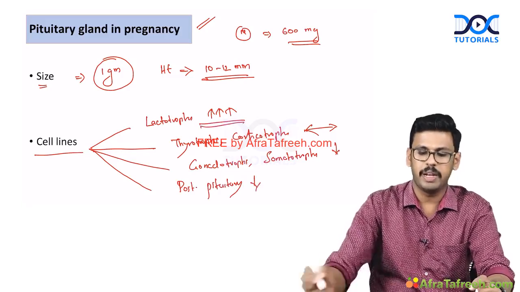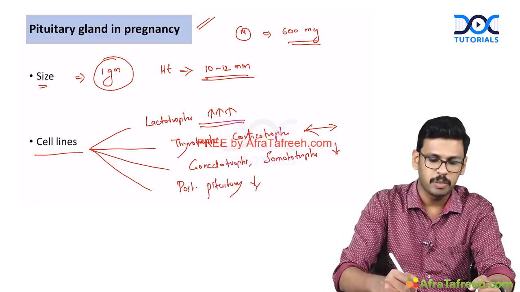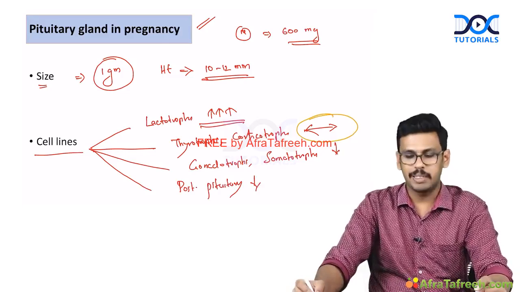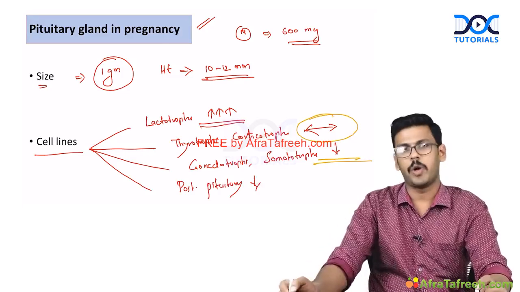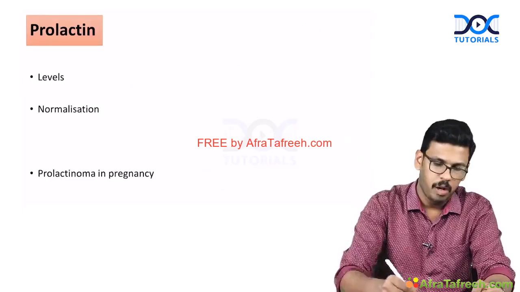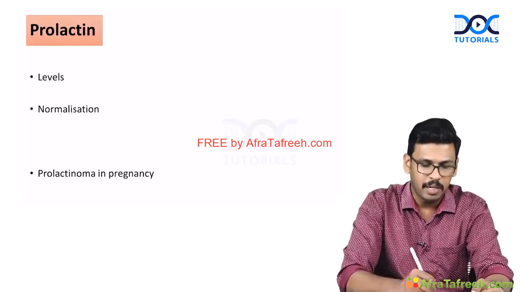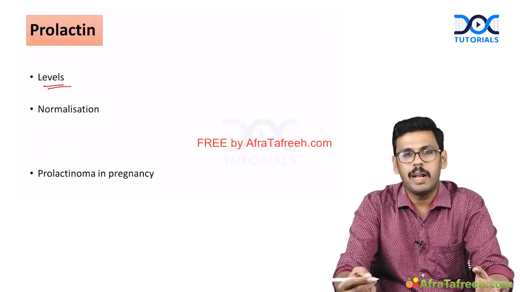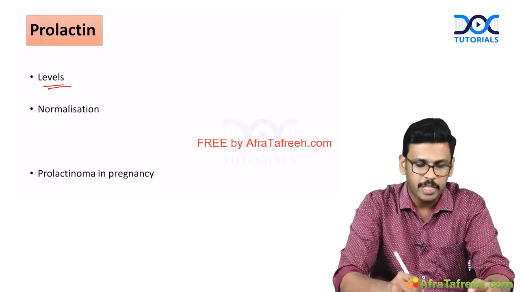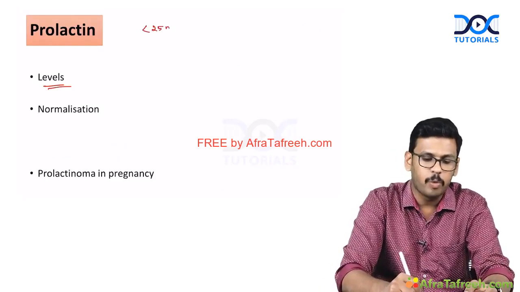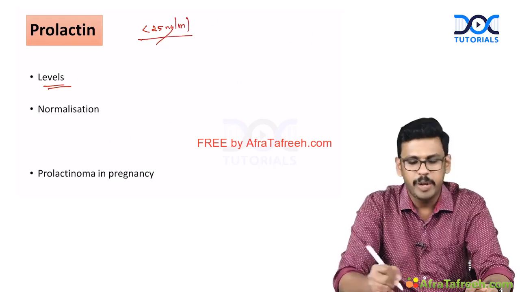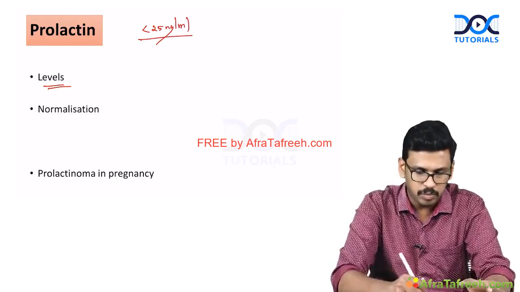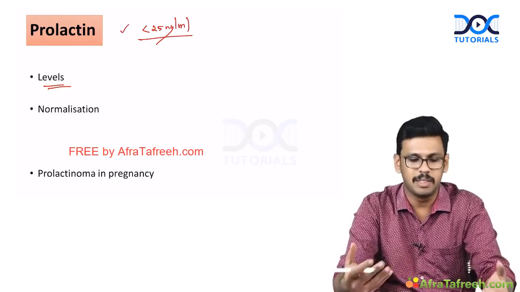So there is a significant increase in the lactotrophs. The thyrotrophs and corticotrophs remain the same. Gonadotrophs and somatotrophs reduce in number. Now, specifically moving on to prolactin, you know that the prolactin level in a reproductive age female is less than 25 nanogram per ml, with slight perturbations as per the peak as well as the nadir values.